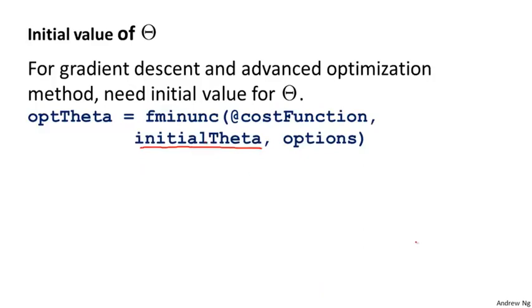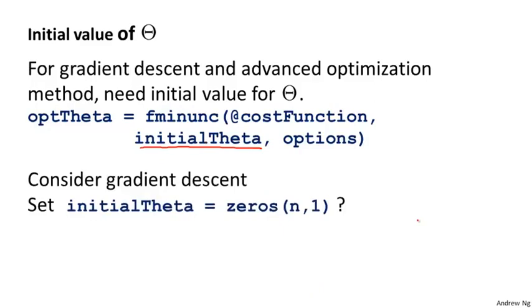Now let's consider gradient descent. For that, we also need to initialize theta to something, and then we can slowly take steps that go downhill using gradient descent to minimize the function J of theta. So what can we set the initial value of theta to? Is it possible to set the initial value of theta to the vector of all zeros?